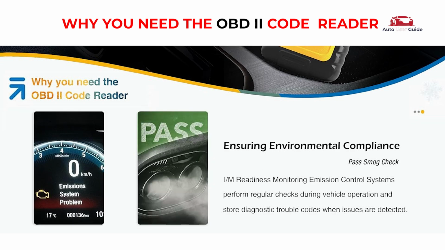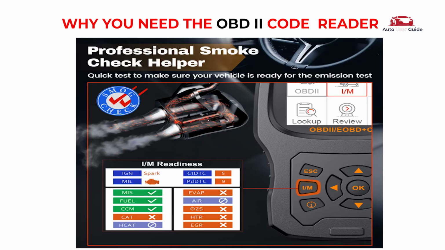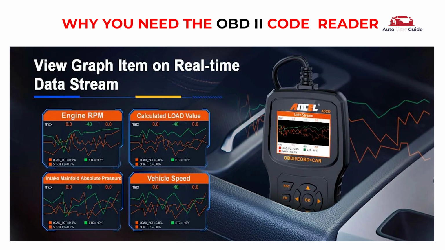I/M Readiness Monitoring. Emission control systems perform regular checks during vehicle operation and store diagnostic trouble codes when issues are detected. Quickly get the fault codes definition. No Google search. Quick emission inspections. Get ready for the annual smog check. View real-time data with engine on.